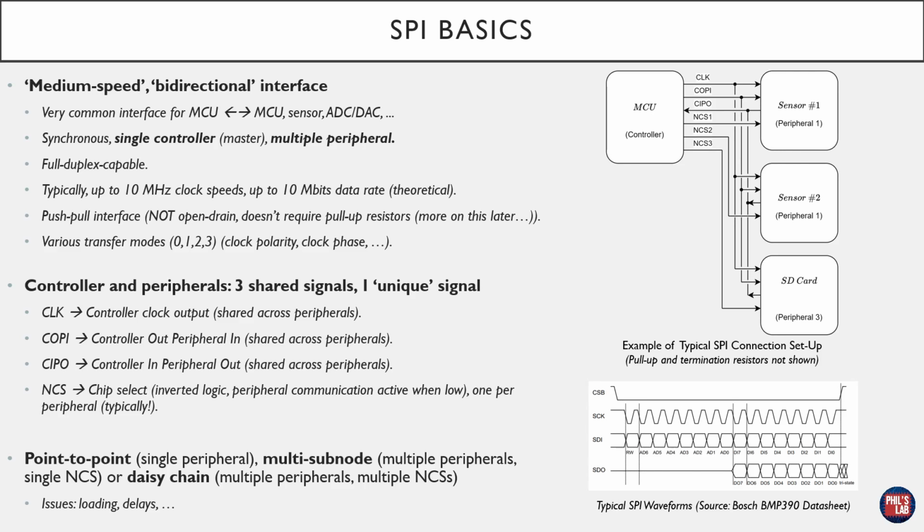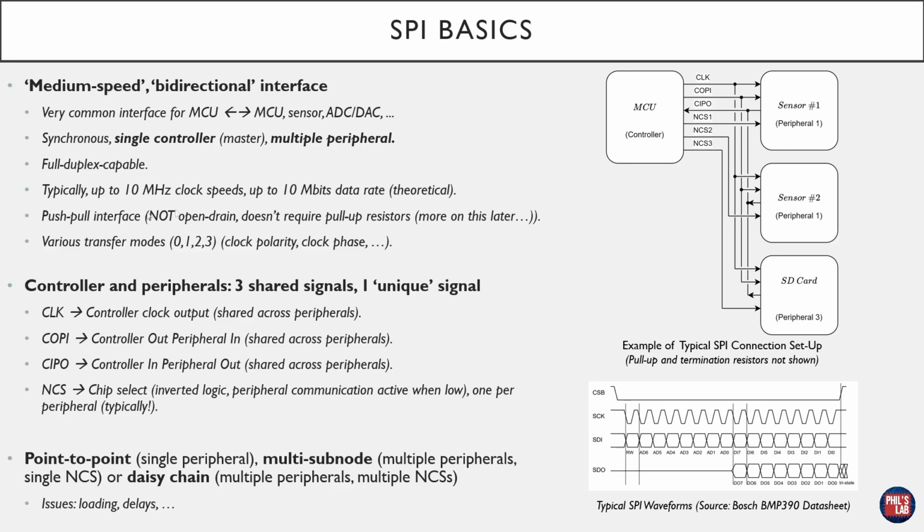In terms of clock speeds, typically you will see sensors capable of up to 10 MHz clock speeds and up to about 10 megabits of data rate, but of course that entirely depends on the sensors, peripherals and controllers you choose. You might have to go far lower than that, and occasionally you can go higher. In comparison to I2C, SPI, Serial Peripheral Interface, is a push-pull interface. So it's not open drain, it doesn't require external pull-up resistors, but more on that later, which makes it a tiny bit easier to interface because it's basically just a point-to-point or daisy chain connection.